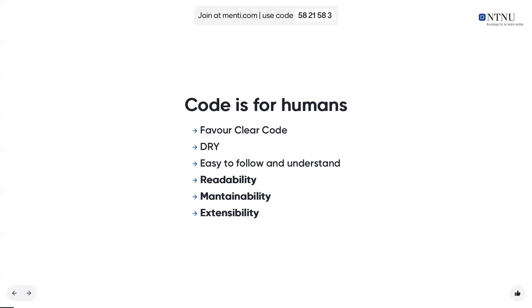If the code is complicated, if we're repeating the code, if we write longer code than necessary, if we use wrong naming conventions, everything becomes hard. Maintenance becomes hard, fixing problems becomes hard, extending new functionality becomes hard, and we should not do that, right? So we should favor clear code and follow those principles: don't repeat ourselves, easy to follow and understand, focus on readability and communicating with another human being. It can be you.